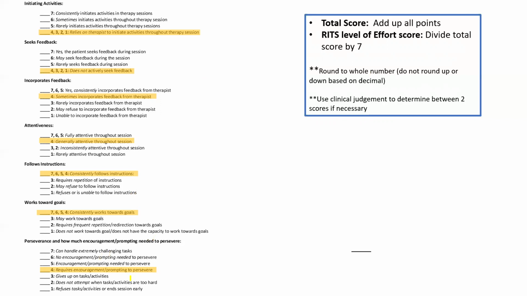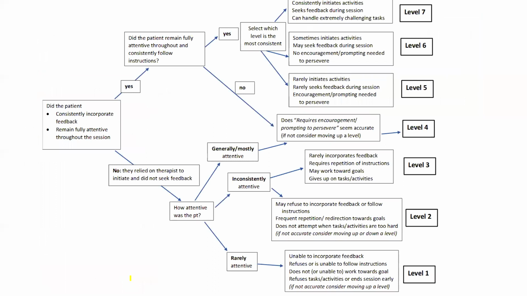So what you do is I added up all of those numbers, and I got a total score of 34, and I divided that by 7 and got a 4.8. So that means that she definitely falls under the category of a 4 and could possibly, based on clinical judgment, be moved up to a score of a level 5. But once again, that would be you as a clinician, what you think. But she definitely solidly fits into the RITS score of a level 4.